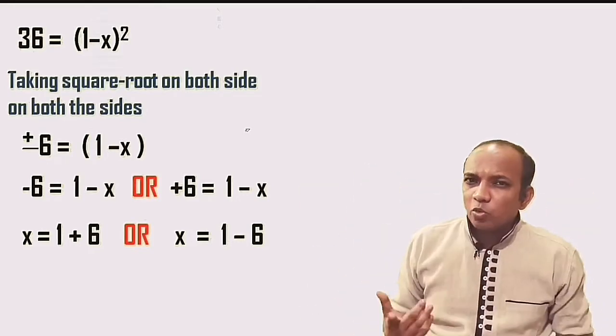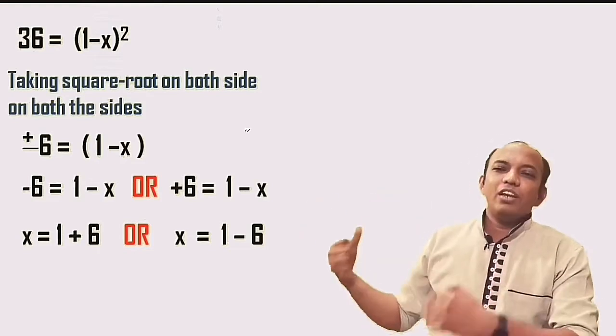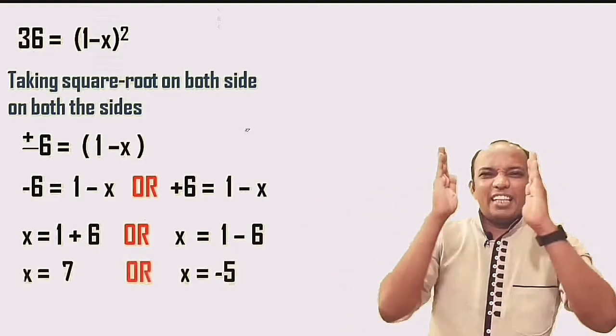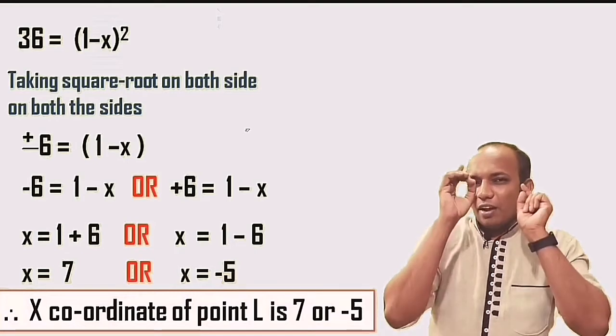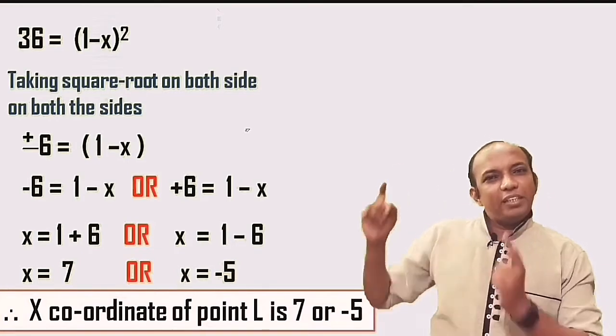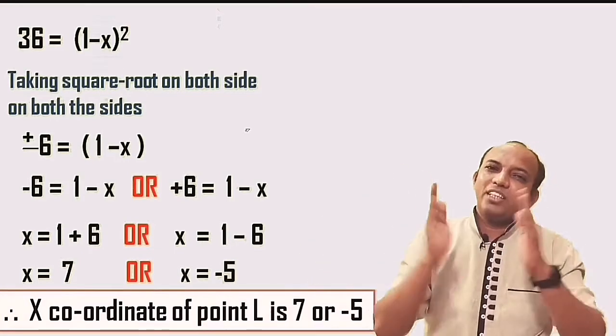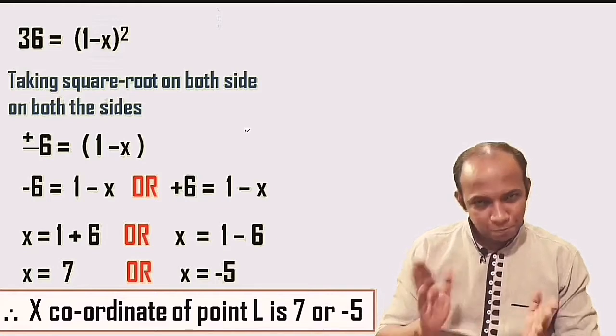Correct? Carry out the operation, what are we left with? X equal to 7 or x equal to minus 5, and bang, this is what we are searching for. So the x coordinate of L can be 7 also, can be minus 5 also, and this is what our answer is.